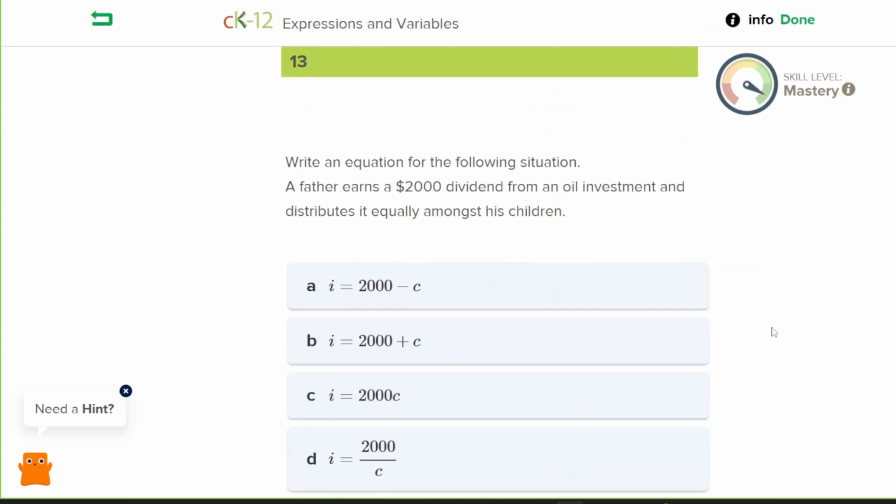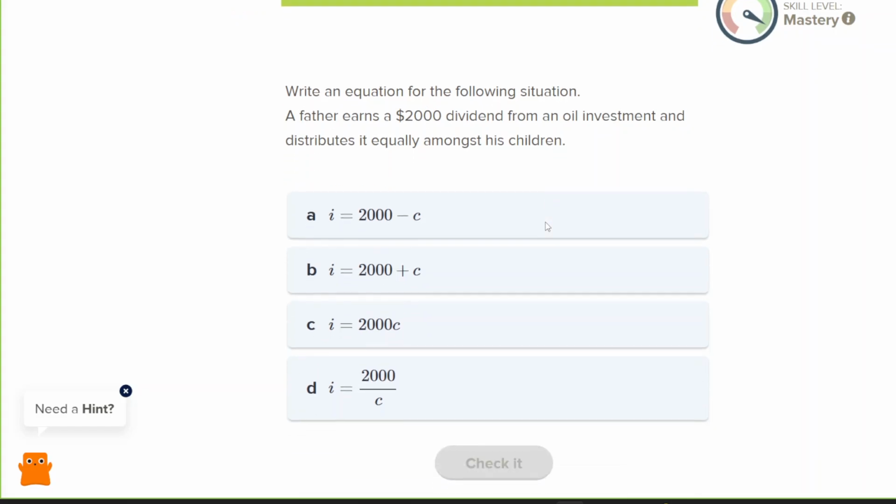So just a couple more of these. I'll go through 5 of them. Next is write an equation for the following situation. A father earns $2,000 dividend from an oil investment and distributes it equally amongst his children. So distributing equally among people. If I have a certain amount of objects where I have $2,000, I have a certain quantity, and I would like to distribute it equally among so many people, that's going to be a division problem. I divide this amount of money equally among my children.